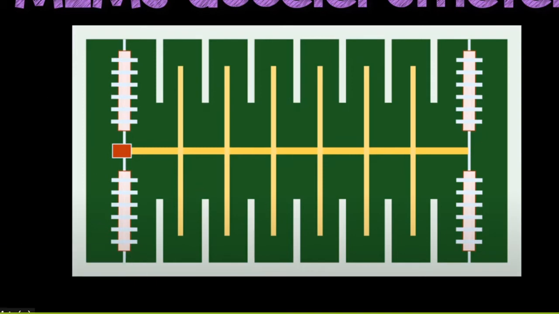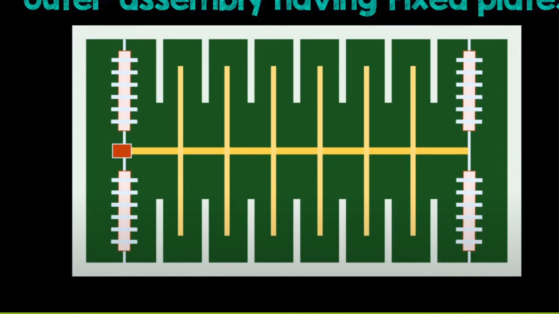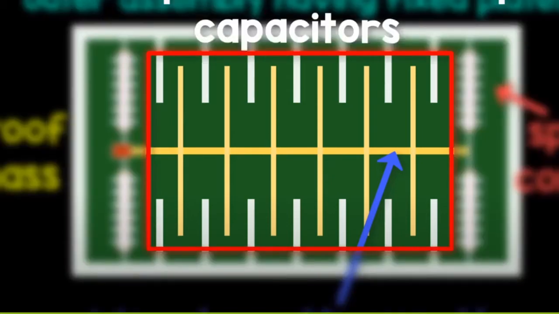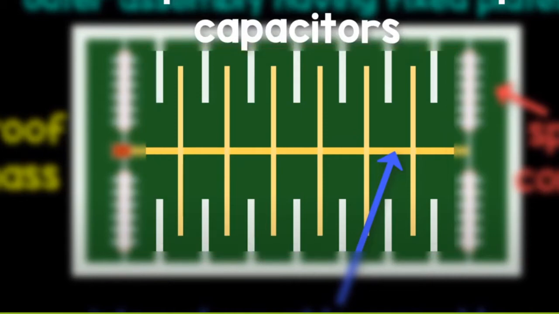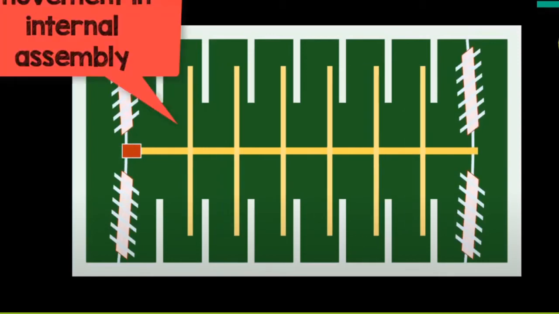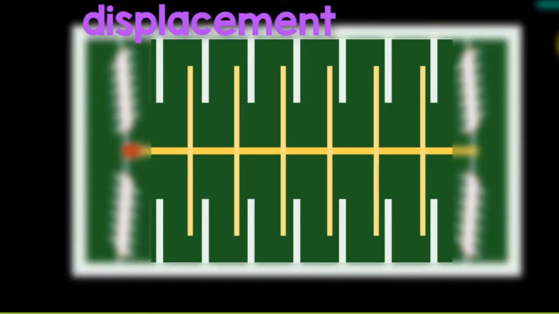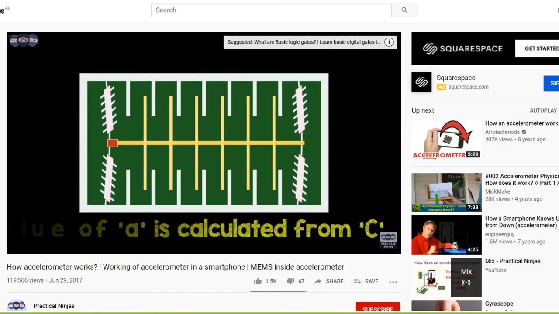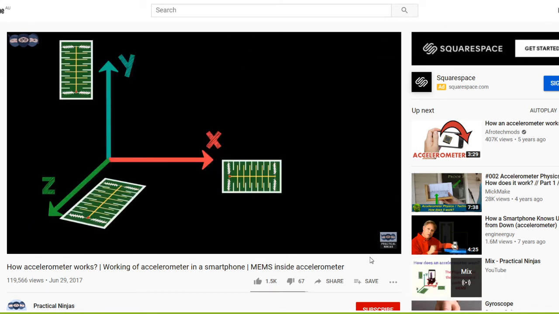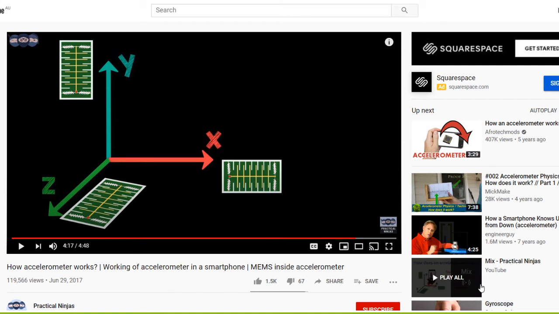In the diagram, we can see a series of fixed plates on the outer assembly. Then there is an internal movable assembly. It has a small mass and is connected to the outer assembly using spring contacts. The movable assembly also has plates which form a capacitor with plates of the outer fixed assembly. As the system moves due to acceleration, the internal assembly moves, and due to displacement, the value of different capacitors change. By measuring these changes in capacitance, we can infer the acceleration acting on the body.